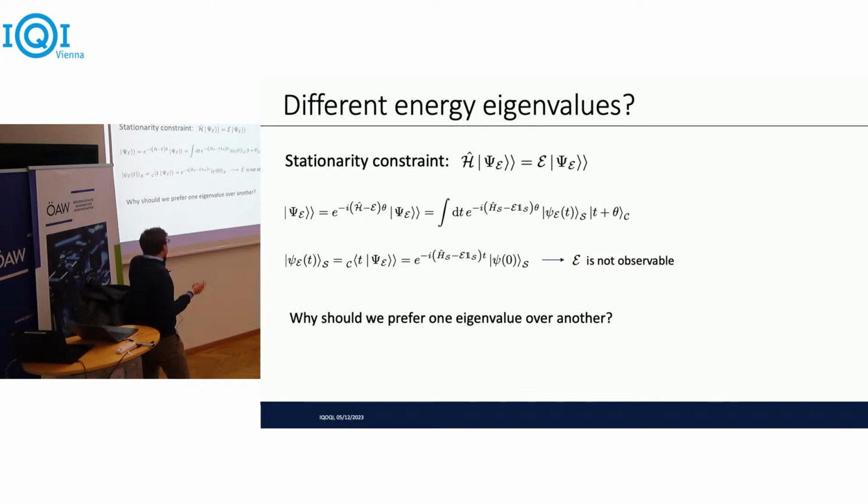Great. So here's a question: why should we prefer one eigenvalue over another? Here we can't really see why. They give the same predictions on the system side. But later we'll see how this changes when we add system and clock interactions.